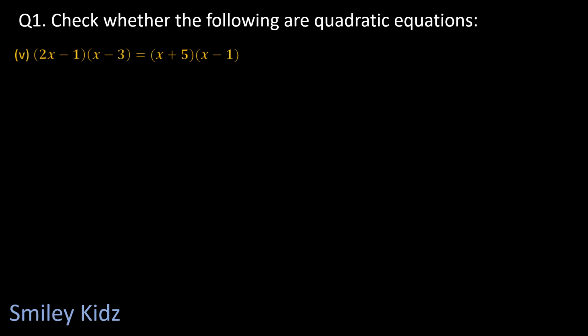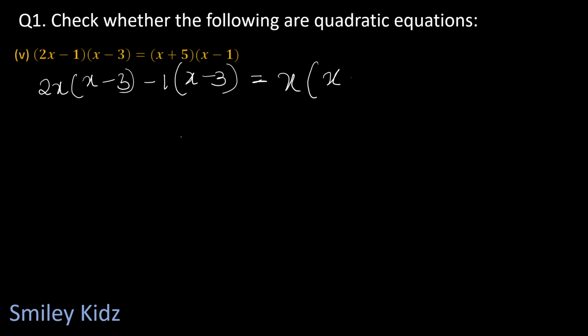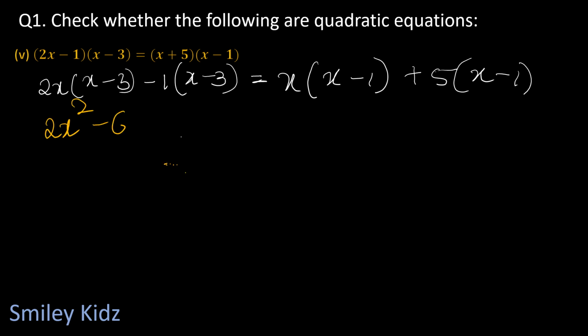2x minus 1 multiplied with x minus 3 gives x plus 5 multiplied by x minus 1. So again the same procedure, 2x into x minus 3 minus 1 into x minus 3 equals x into x minus 1 plus 5 into x minus 1. Simplify this further. You'll get 2x square minus 6x minus x plus 3 equals x square minus x plus 5x minus 5.